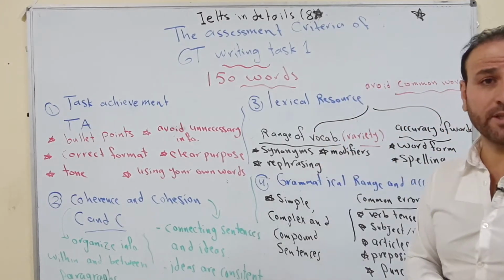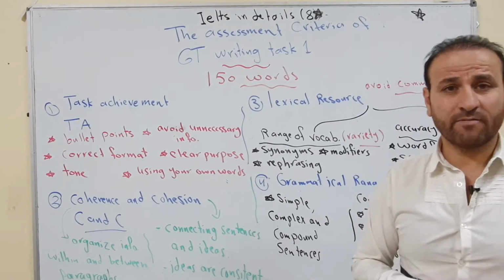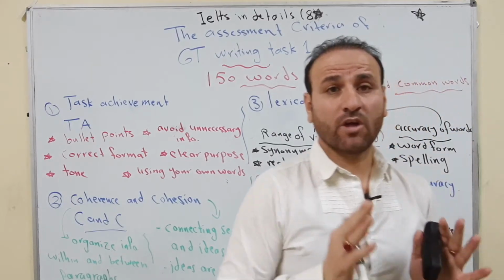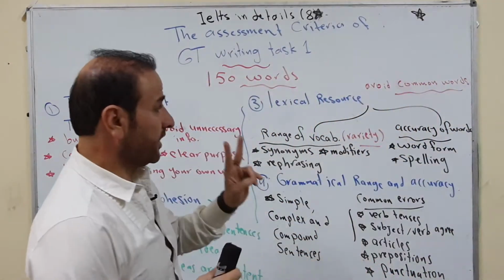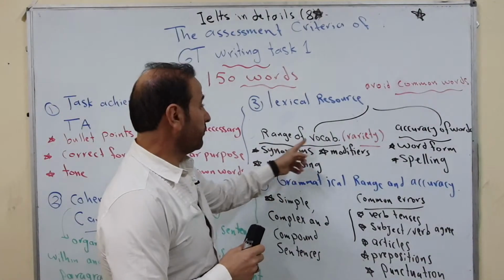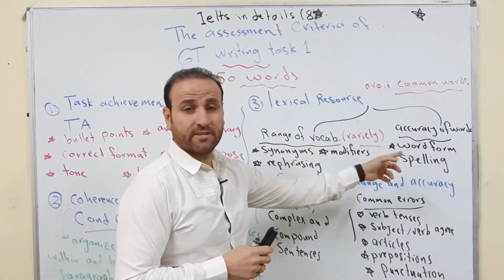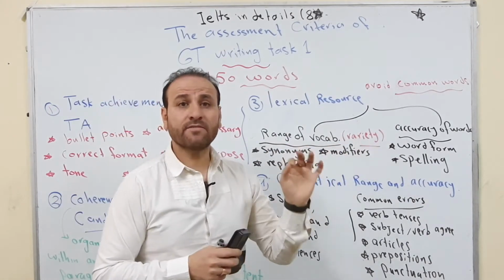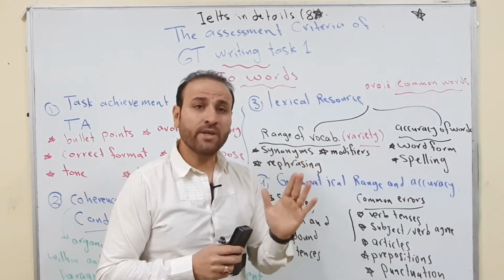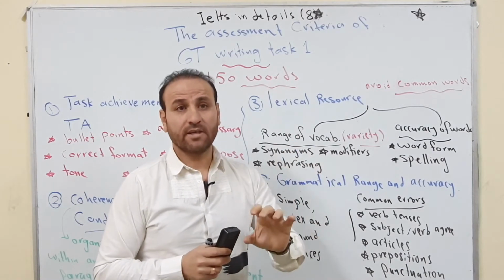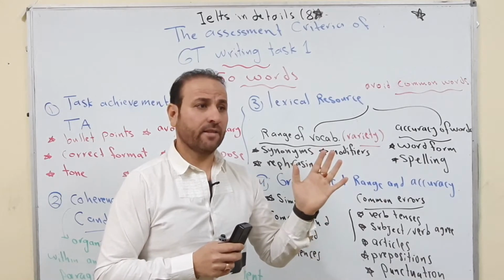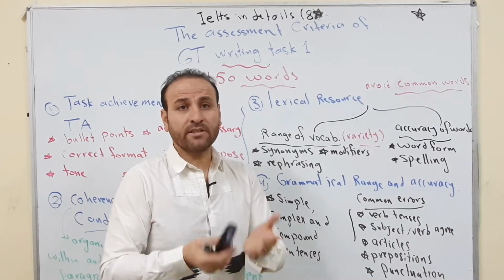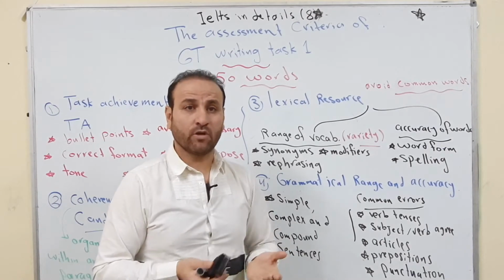Now, one of the most important things that a lot of people have problems with is lexical resource. في هذه الفكرة احنا بنركز على الفوكابلري. There are 2 things we need to focus on: range of vocabulary and accuracy of words. Range of vocabulary, look here, I wrote the word variety. We have to use a variety of vocabulary. We have to stay away from common words like good and bad. You have to use better words, more variety of vocabulary.